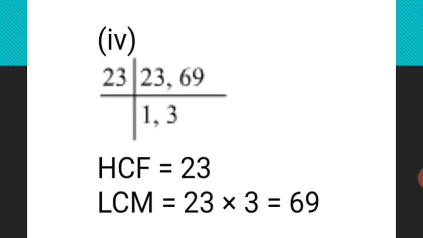Fourth sum, 23, 69. So let's find the factors. 23 ones are 23, 23 threes are 69. So HCF is equal to 23, which is on the left, and LCM is equal to the left into the bottom row. 23 into 3 equals 69.